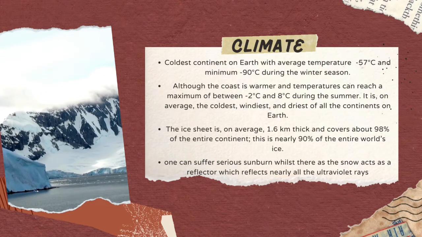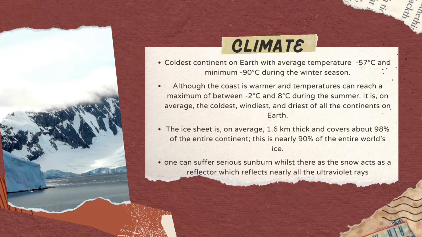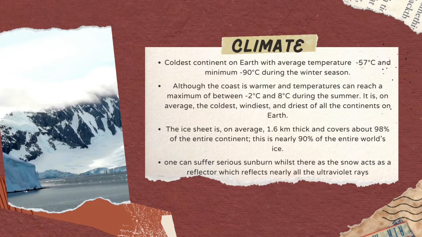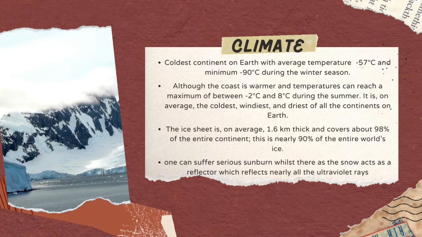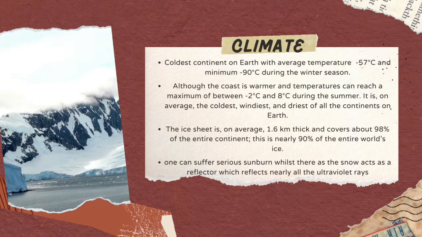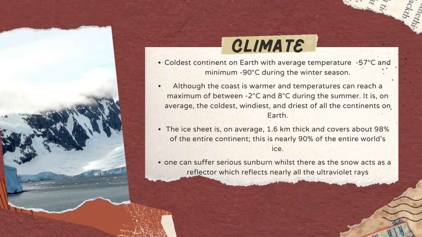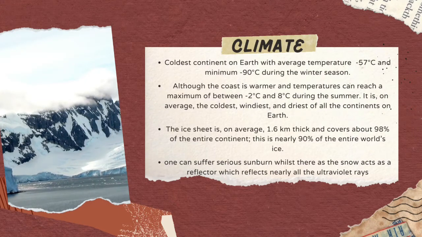The Antarctic climate is so cold, and strangely enough, one can suffer serious sunburn there, as the snow acts as a reflector which reflects nearly all the ultraviolet rays. So although you may not feel the heat, you still need to make sure to keep your skin safe from the rays.